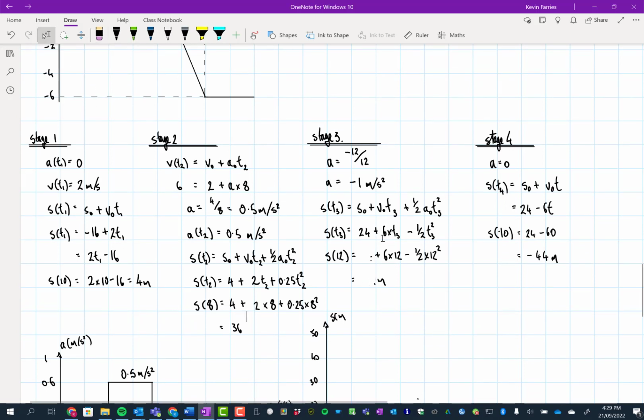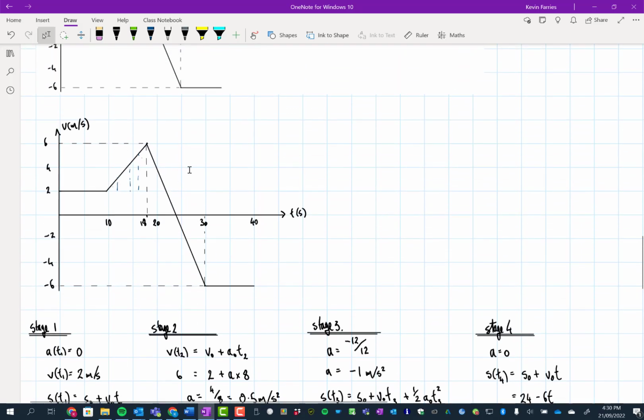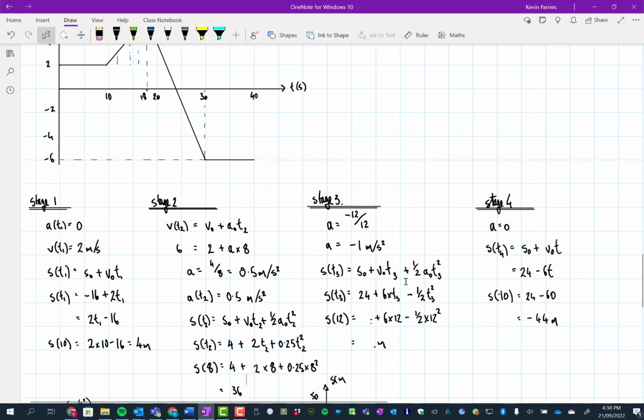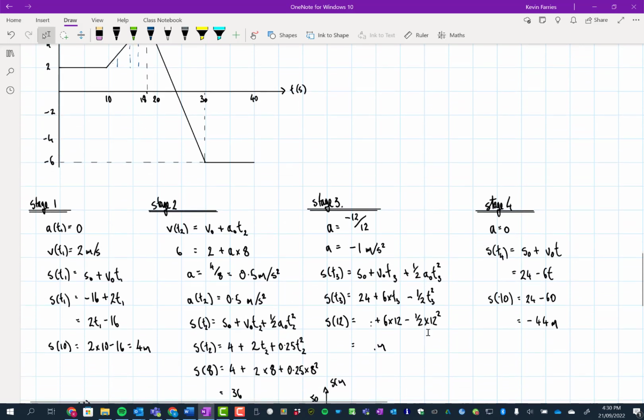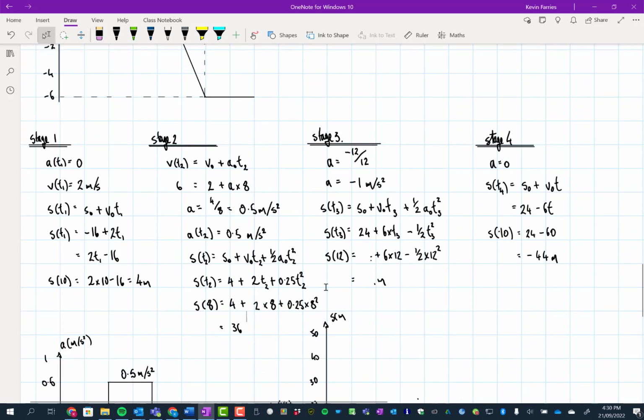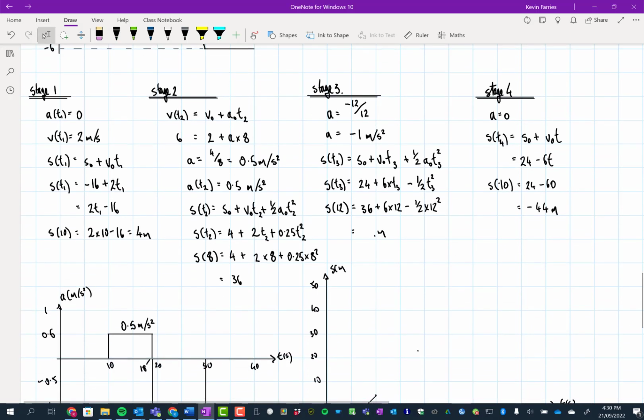So let's just check we've got this one. The velocity at the start of stage 3 should be 6. That's correct. And the acceleration during stage 3 is minus 1, so that's also okay. But that should have been 36. So it's 36 plus 6 times 12 minus 0.5 times 12 squared, which is 36. And this one here is going to change, because this is also 36, so that's going to change too. So it's going to be 36 minus 6t.